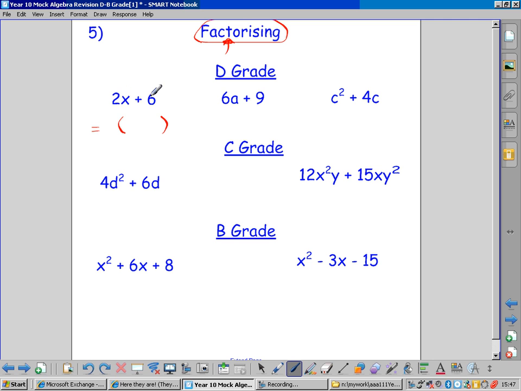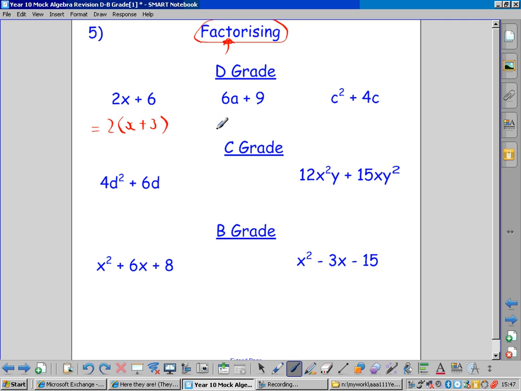We look for numbers that go into 2 and 6, and the biggest one is 2. There's no letters that go into both. And then we think, what's 2x divided by 2? It's just x. And what's 6 divided by 2? That's 3. And the sign stays the same.